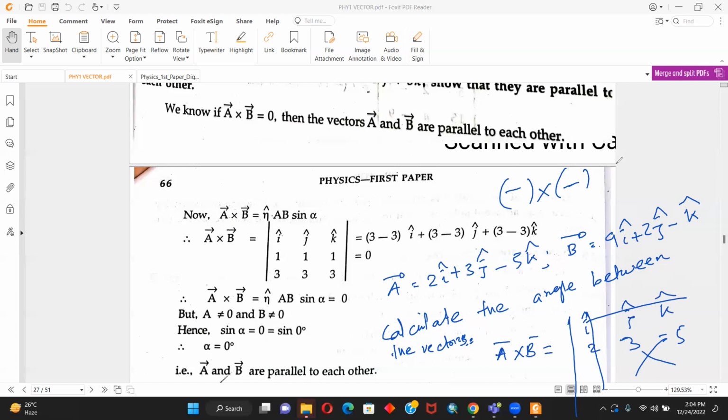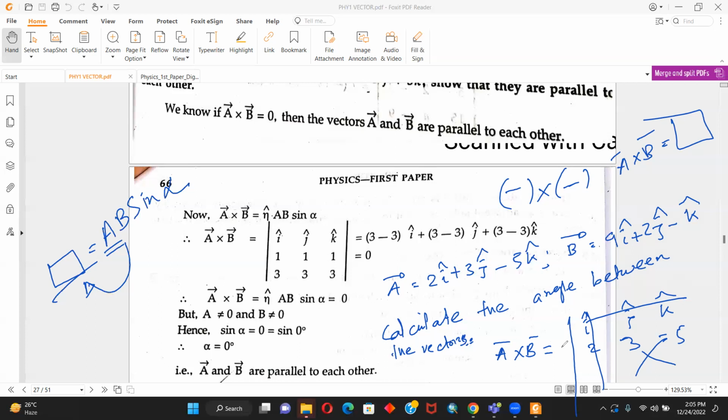So now after all this operation, you will get a value for A vector cross B vector, right? Now this will equal AB sine alpha. So now you will get the magnitude of A by the square root of 2 squared plus 3 squared plus 5 squared. And obviously we'll get a value for B as well, square root of 4 squared plus 2 squared plus 1 squared. Then divide by this AB here, and you will get the value of sine alpha. And using the sine inverse function, you can get the value for alpha.